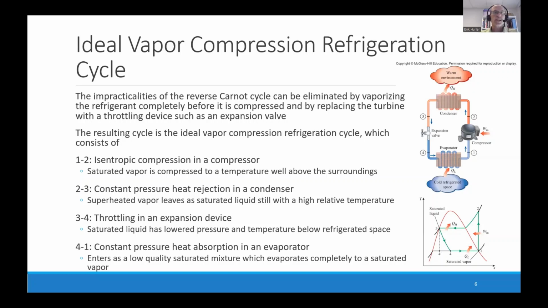3 to 4 is throttling in an expansion valve. Throttling is the thermodynamic process of changing a high-pressure fluid into a low-pressure fluid. Saturated liquid enters the throttling device, but leaves with a much lower temperature and pressure as a saturated mixture. And finally, from 4 to 1, we have a constant pressure heat input into the fluid from an evaporator. The refrigerant enters the evaporator as a low-quality saturated mixture and leaves as a saturated vapor. The whole process can be seen here pictorially and here on the corresponding TS diagram down here.